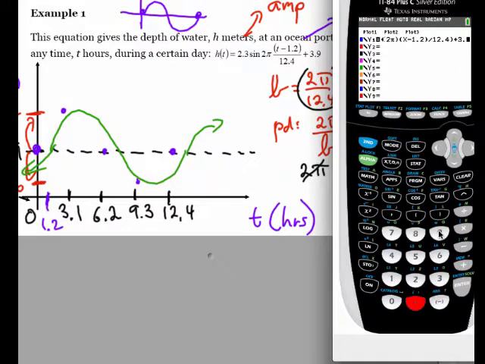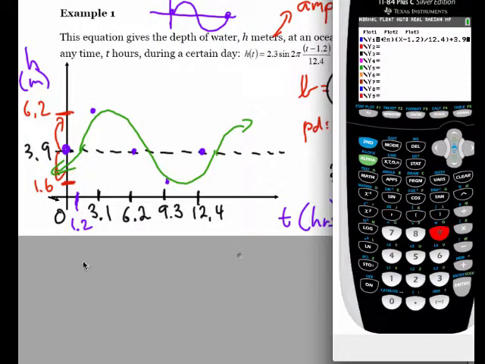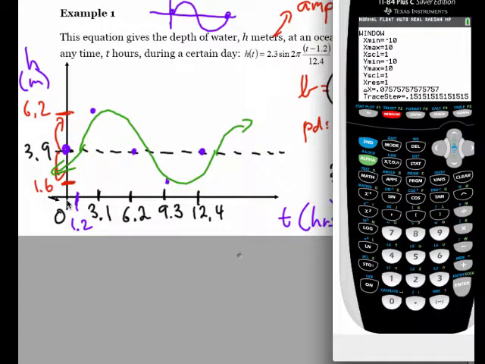Add 3.9. And before I bring up my graph, let's just scale the window dimensions so that we can see pretty much what we have here. So on my window dimensions, I'm scaling horizontally from, let's go a little bit less than 0. Let's go from -2 up to, let's go 15 hours. And our little scale markings, they could be the 3.1s if we want. And then vertically, we want to be able to see from 1.6 to 6.2. So let's go from a little bit below the horizontal axis to up to 10. And my graph should look similar to what I have on paper.